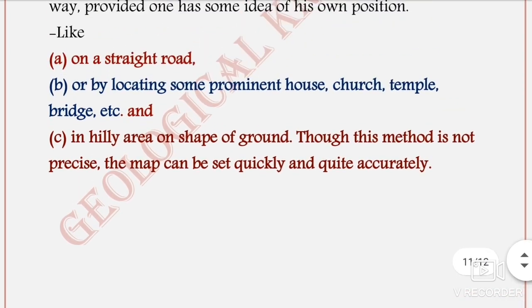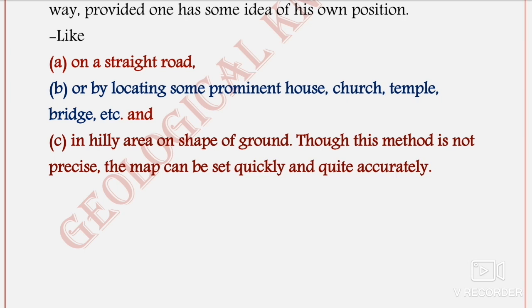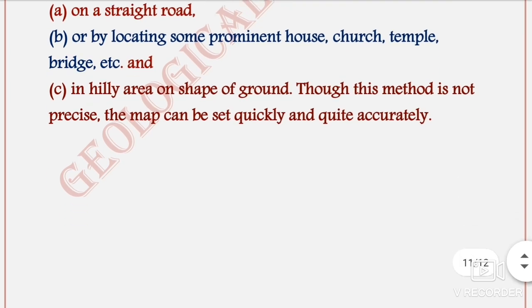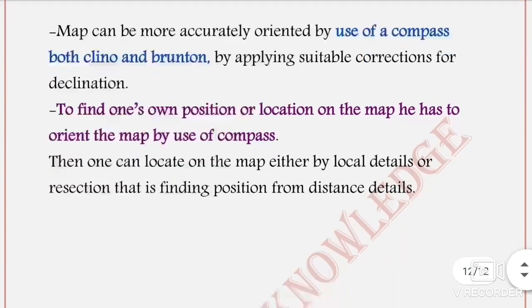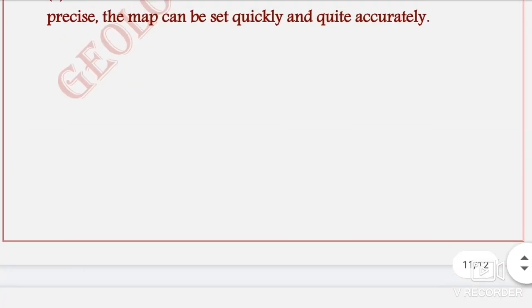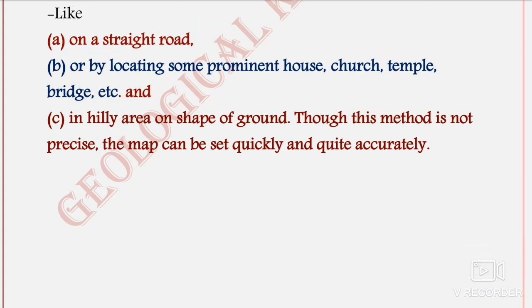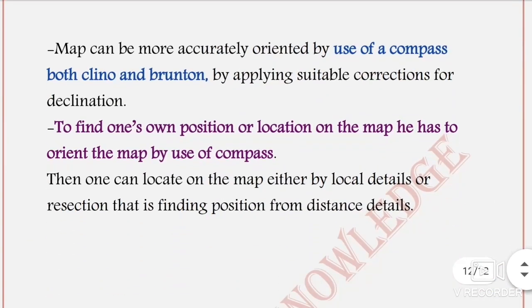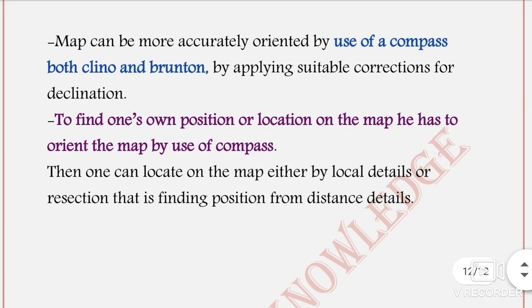So these were some ideas or options from where you can orient yourself or orient the maps. And a map can be more accurately oriented by use of a compass. If you are not able to orient the map on the basis of the factors we have discussed, like straight road, location or hilly area, the best and very safe method is to orient yourself with the help of the compass, both clinometer and by applying suitable correction for the declination.